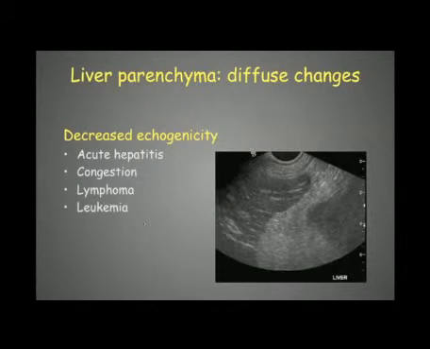So the main causes of decreased echogenicity of the parenchyma of the liver are acute hepatitis, congestion, lymphoma, and leukemia. That will be mostly what we can observe in those cases.